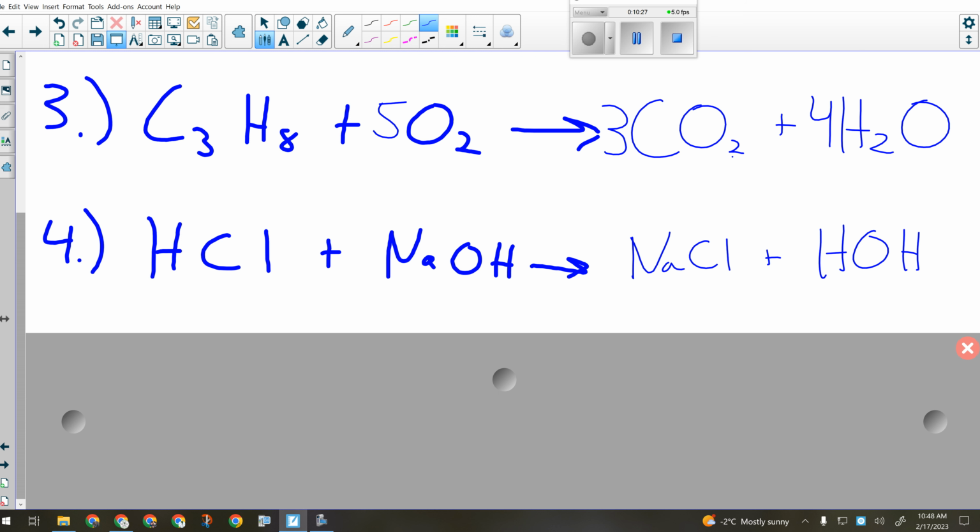What do I need to check about them? Does the order of this, like NaCl and the HOH, matter? Doesn't matter. I could have written NaCl second and HOH first. That doesn't make any difference.